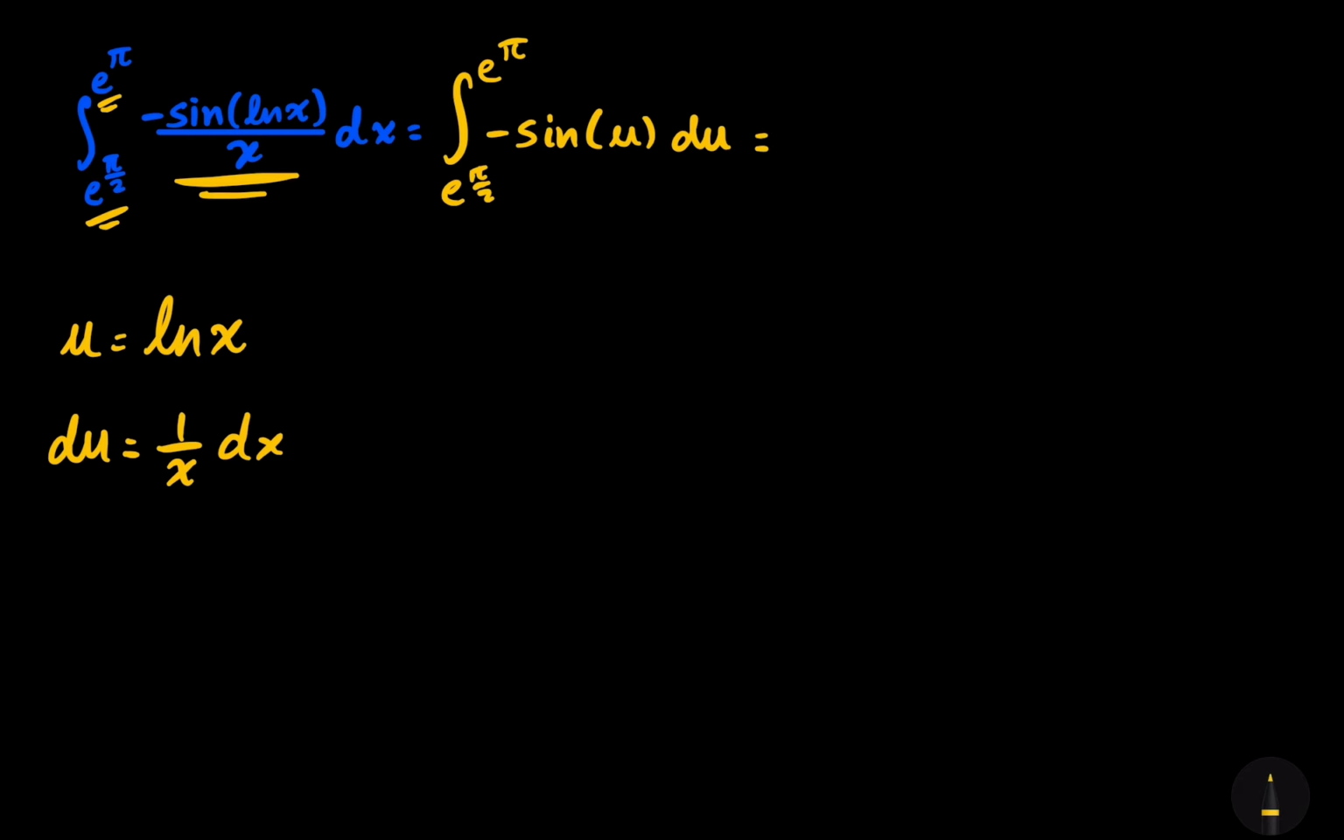So we know that the antiderivative of negative sine of u du is equal to cosine of u. And we're evaluating that from e to the pi over 2 to e to the pi. Now, there's a couple of things we can do here. We can't just go ahead and say, okay, this is going to be equal to cosine of e to the pi minus cosine of e to the pi over 2.